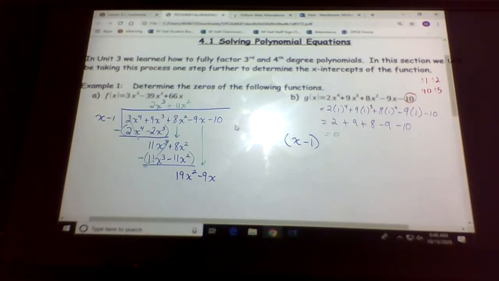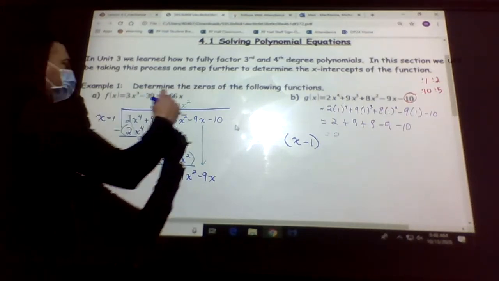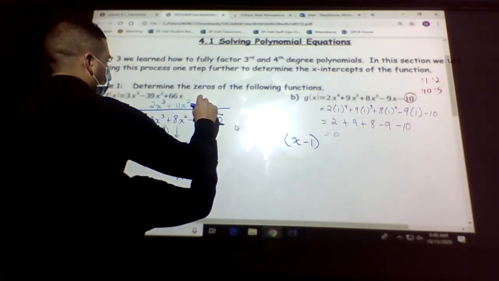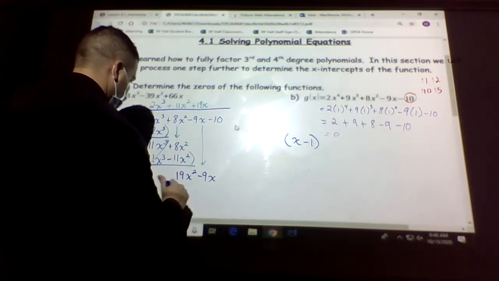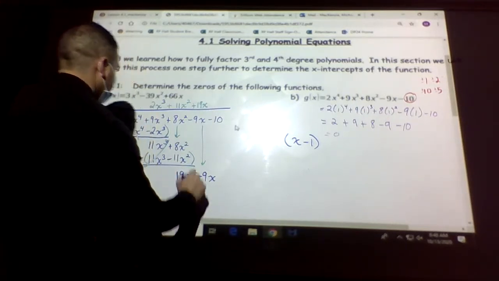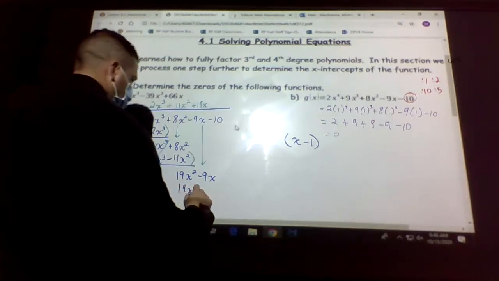Okay, second last one. Now we multiply by 19x. So x times 19x will give me 19x squared. x times negative 1 is negative 19x.